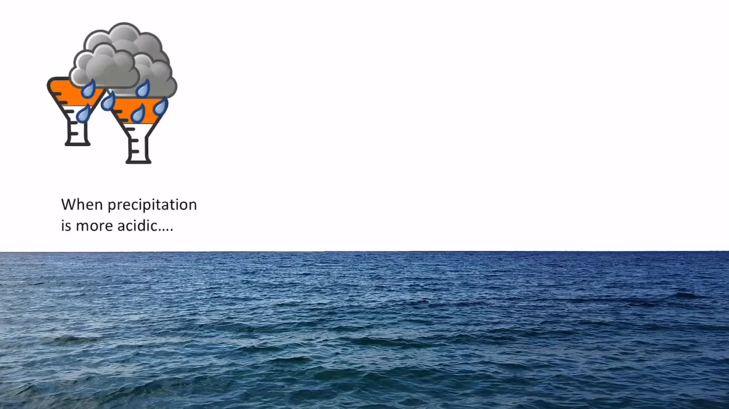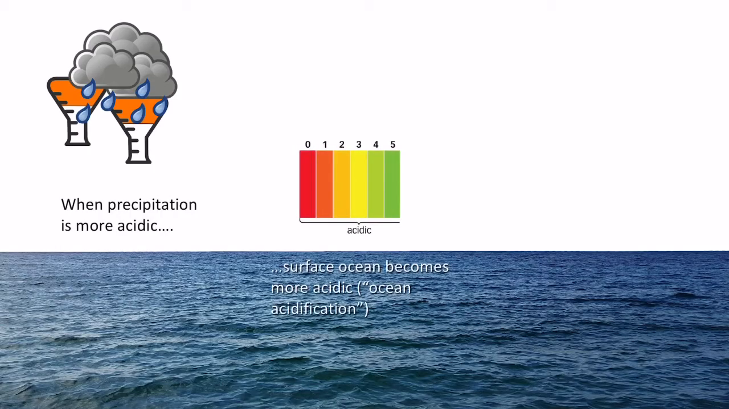When precipitation gets more acidic, some of that will fall into the ocean, and therefore the surface ocean becomes more acidic. We call part of this ocean acidification. There's also the fact that if there's more carbon dioxide in the atmosphere, then more of that is diffusing into the ocean, and therefore the dissolved carbon levels are rising in the ocean.